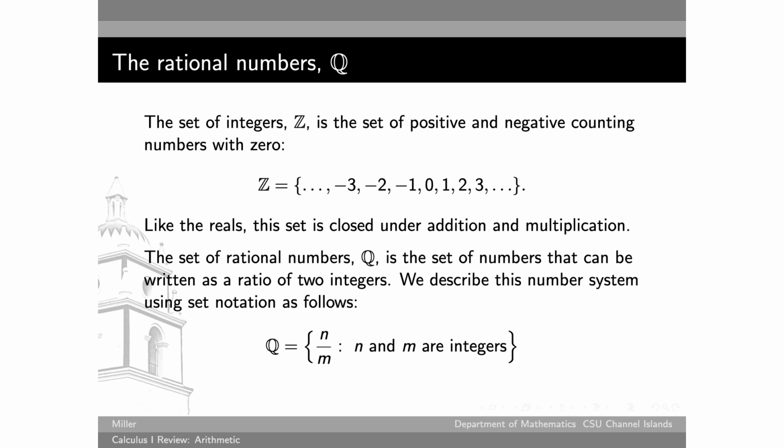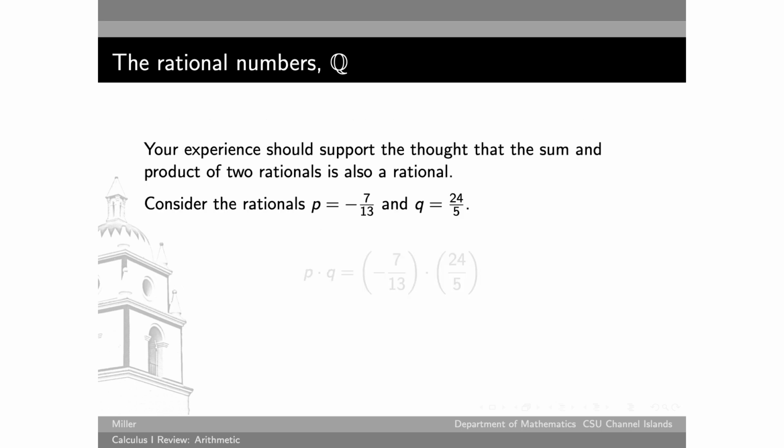The set of rational numbers, which we denote by a Q, is the set of numbers that can be written as a ratio of 2 integers. We describe this number system using set notation as follows. Q is the set of numbers of the form n over m, where n and m are both integers. Your experience should support the thought that the sum and product of 2 rationals is also rational.